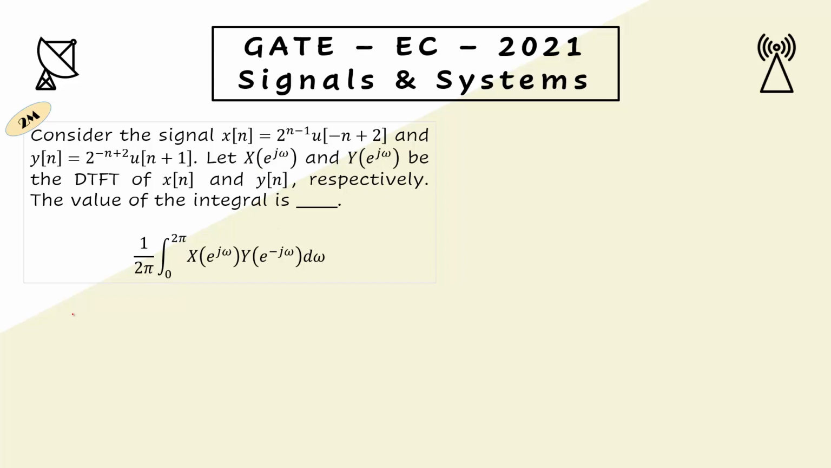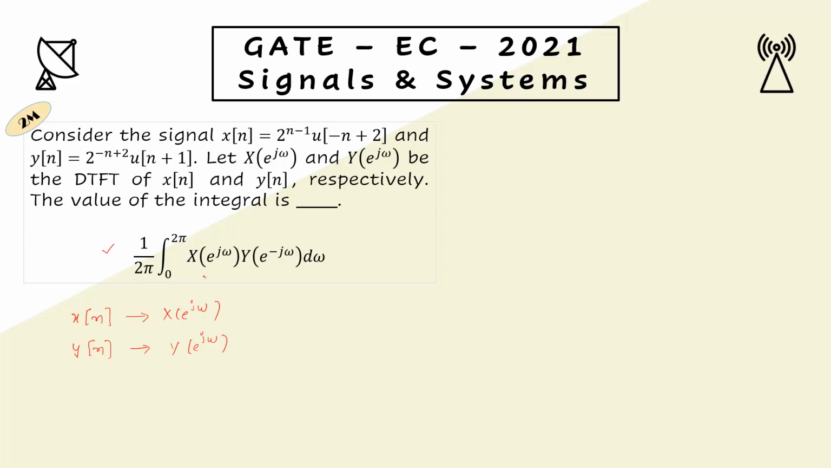So let us write down what is given for a signal x of n, which is here. We have the Fourier transform to be x of e power j omega, and for the signal y of n the Fourier transform is given to be y of e power j omega, and we are asked to evaluate this integral.